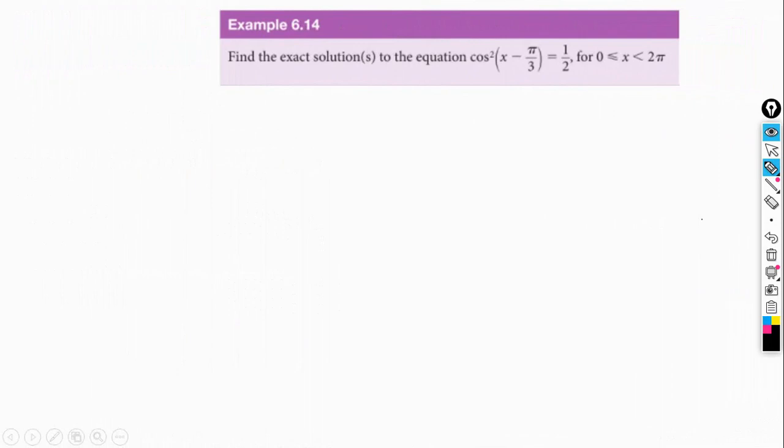So we continue with example 6.14, and it says find the exact solution or solutions to the equation cosine squared of x minus pi thirds is equal to 1/2 for the interval between 0 and 2 pi. So this indicates that the solutions have to be in radians. So it's cosine squared of x minus pi thirds is equal to 1/2.